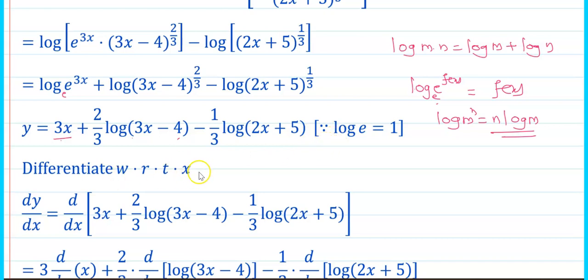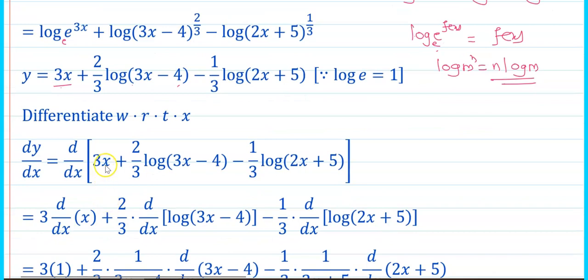Now differentiate this with respect to x. Okay, therefore the derivative of 3x plus 2 by 3 log of 3x minus 4 minus 1 by 3 log of 2x plus 5. What about the derivative of 3x? The derivative of x is 1.